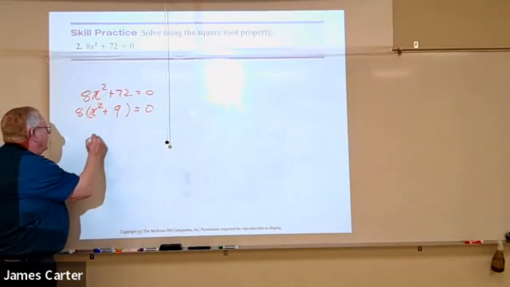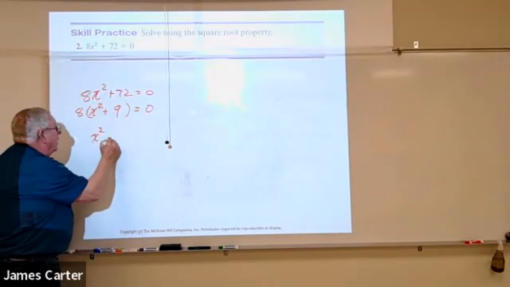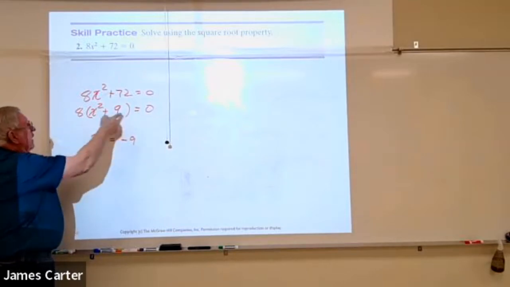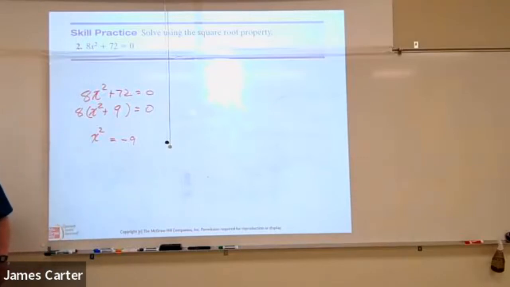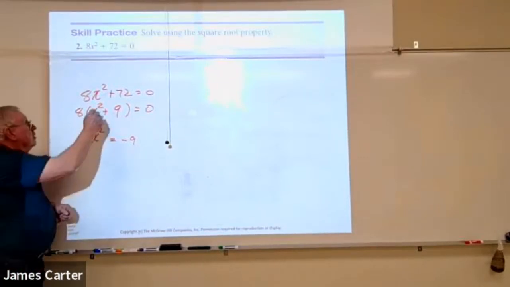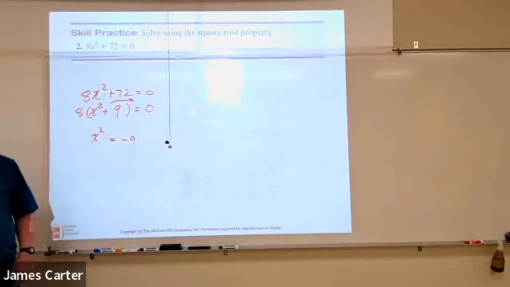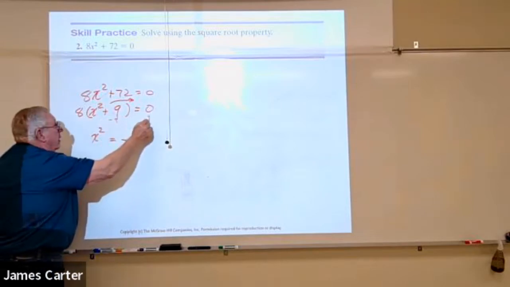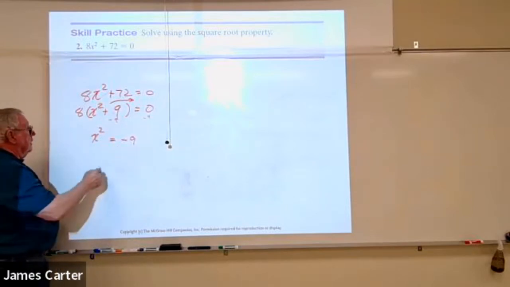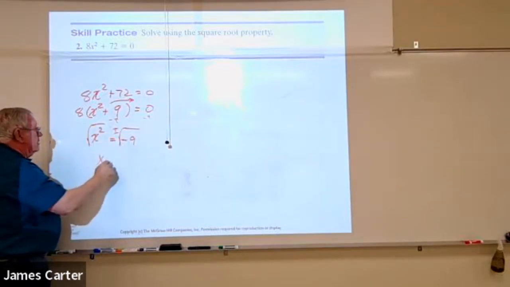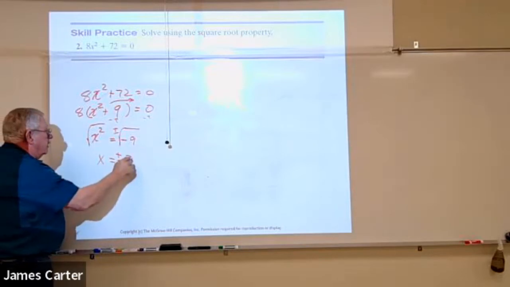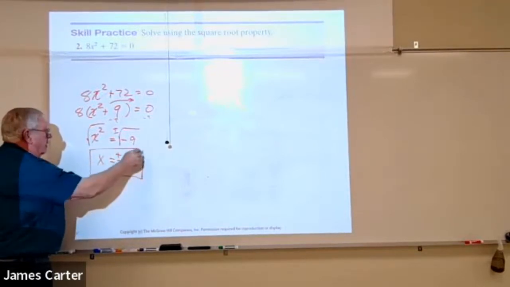But we can do this. I've already divided 8 out of both of them, this and that, so I don't need to do it again. So I took it over here, add -9 to both sides. Okay, so square root of both sides, plus or minus x here, plus or minus 3i. Okay.